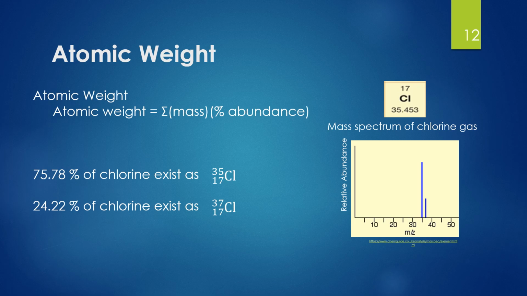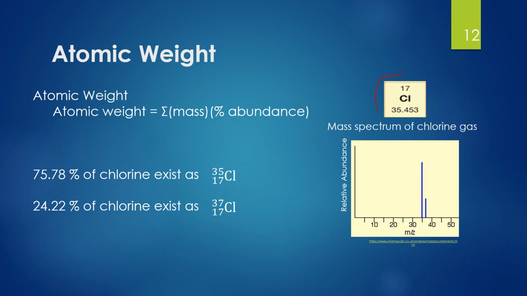Now we're going to look at atomic weight. Now atomic weight is different than mass numbers. So far we've just looked at mass numbers, which are whole numbers representing the number of protons and neutrons present in our particular atom. Atomic weight is not a whole number. It is the number represented on the periodic table.